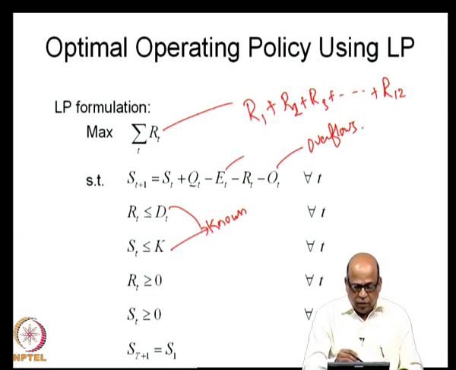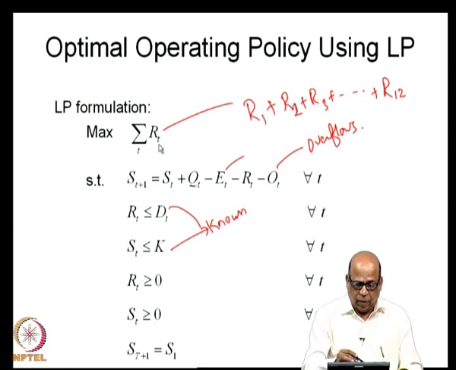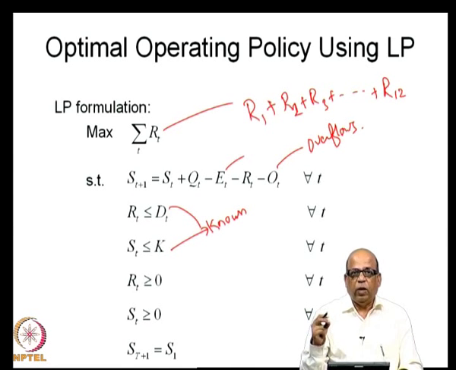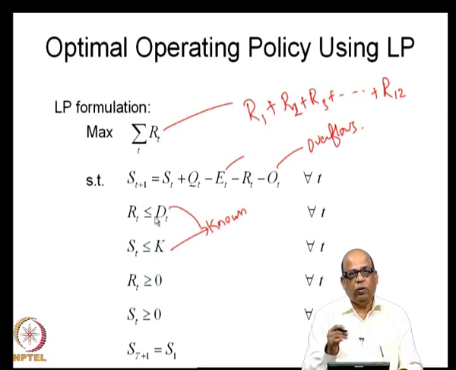Now, I put RT is less than or equal to dt. Some of these constraints the students must be careful about. Many times mechanically we write RT should be greater than or equal to dt, because demands are there and we would like to make releases more than the demands. But when we are looking at maximization of summation of RT, if you make RT greater than or equal to dt, most of the time what will happen is the reservoir will be empty, because you are saying RT should be greater than or equal to dt.